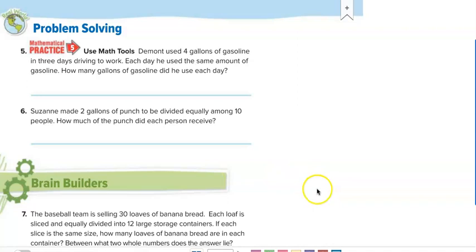All right, I would like you to try 5 and 6. So pause the video and then unpause it to check your answers. All right, you should have done 5 and 6, so you're just checking right now.